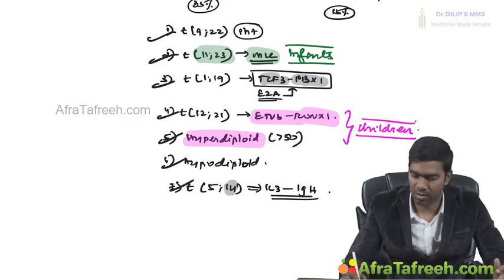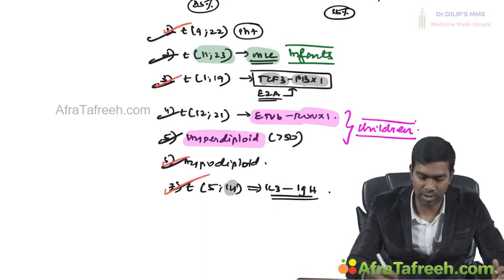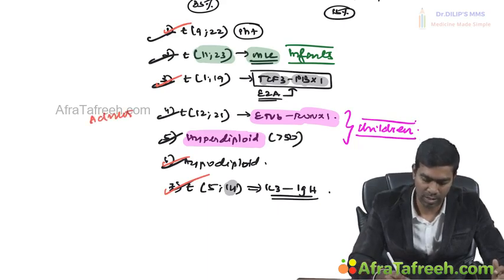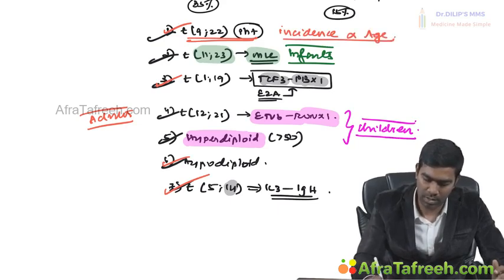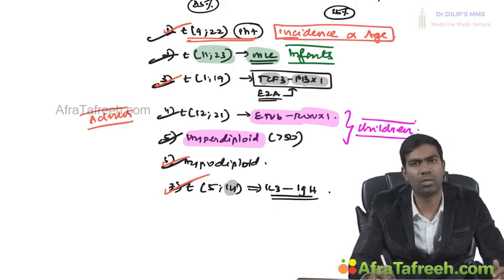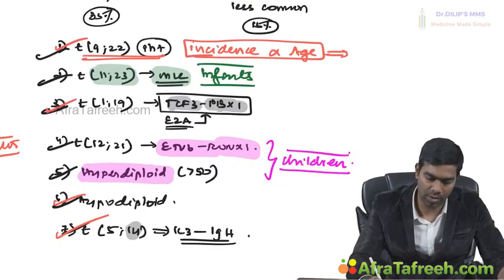Clear? So these are things that are going to be common in children. The remaining mutations, hyperdiploid, T514, all these things are usually seen in adults. Remember, the incidence of Philadelphia chromosome is directly proportional to age, which means the more the age, the more the incidence of Philadelphia chromosome. Also remember, Philadelphia chromosome is associated with the worst prognosis in ALL.